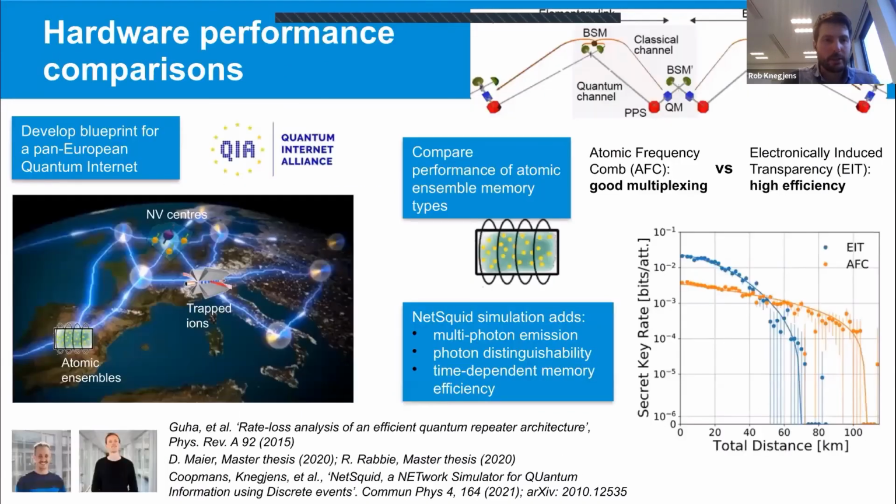And then I think this is the last use case example. So at QuTech, we've been involved in the Quantum Internet Alliance, a European project to develop a blueprint for a pan-European quantum internet. Different parties, different labs with different devices for processing qubits. And here, 2 master students within QuTech, or former master students, used NetSquid to do a performance comparison of different atomic ensemble memories, 2 different types in a repeater setup, to see when one is more performant than the other. In this case, one was good at multiplexing, one has a higher efficiency.